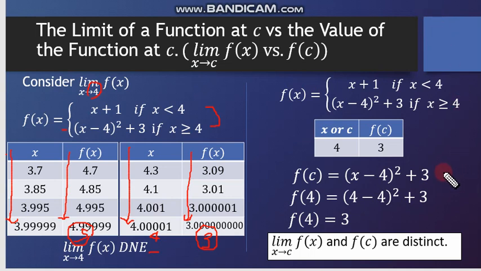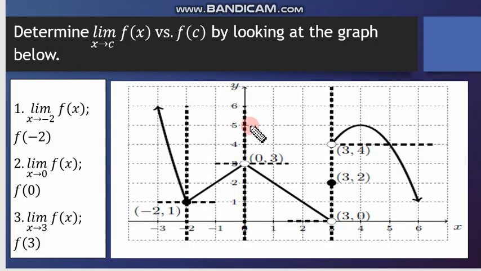So f of x is equal to the quantity x minus 4 squared plus 3. Then f of 4 is equal to 4 minus 4 squared, that's 0 squared, plus 3. So f of 4 is equal to 3. Now, this is an example where the limit of f of x as x approaches c is different from f of c. So the limit and f of c are distinct.